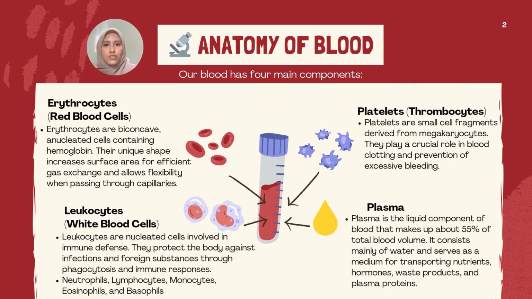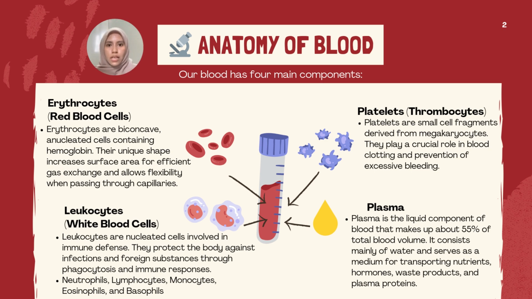First, we'll go through the anatomy of blood. Our blood consists of four main components: plasma, erythrocytes, leukocytes, and platelets. Each component has a unique structure that supports its specific function. So first, plasma makes up about 55% of blood volume and is mainly composed of water. It serves as a transport medium for nutrients, hormones, waste products, and plasma proteins such as albumin, globulins, and fibrinogen. These proteins help maintain osmotic pressure, immunity, and blood clotting.